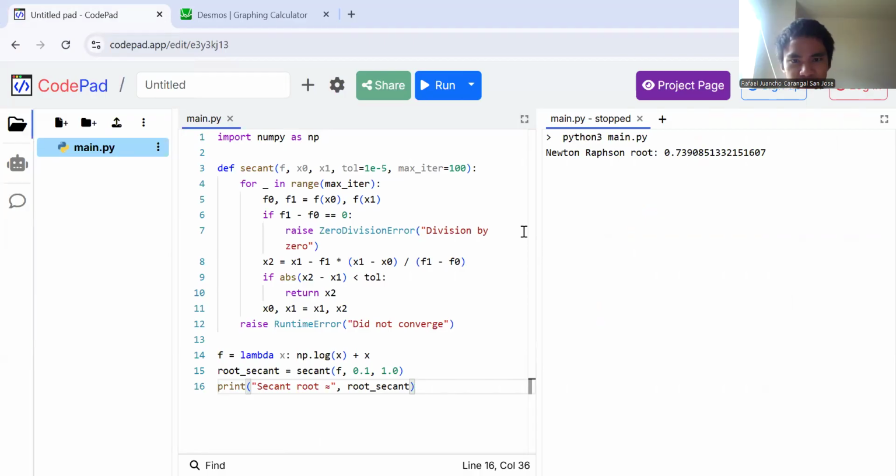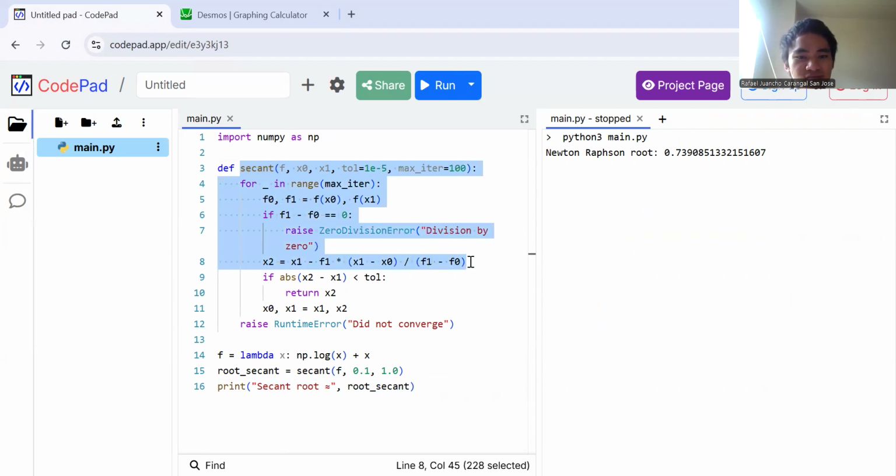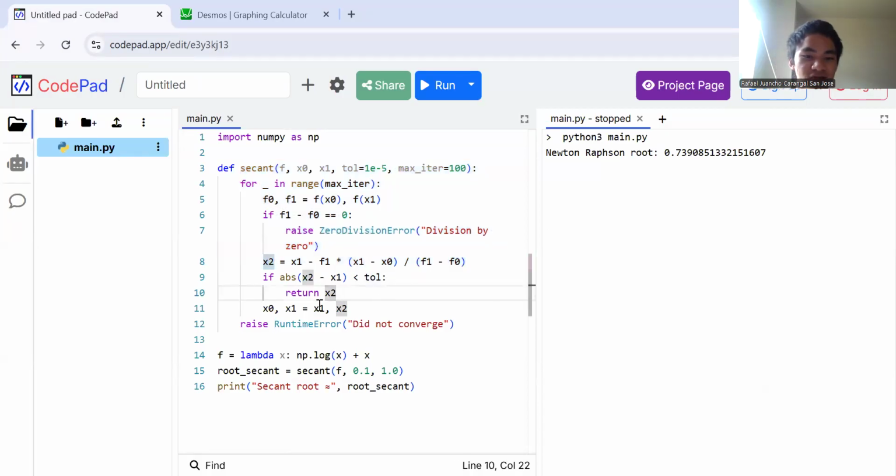And so here we defined the secant method. Our max iterations is 100. We have a tolerance of 10 to the negative 5. We did that for loop. And here's our equation, right? So we have x2, x1, x0, with x1 being our current point, x2 being the next point, and x0 being the previous point. Again, we get the absolute values, we compare them, raise our runtime error, and then here's our application.